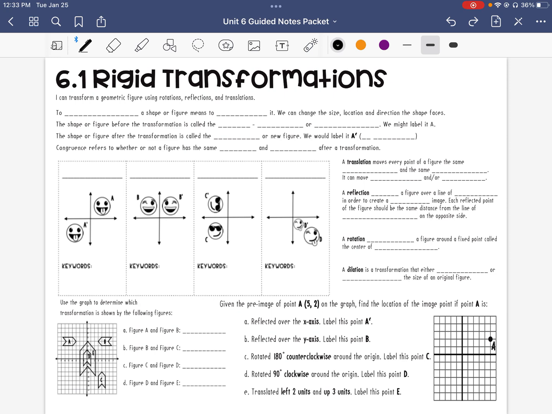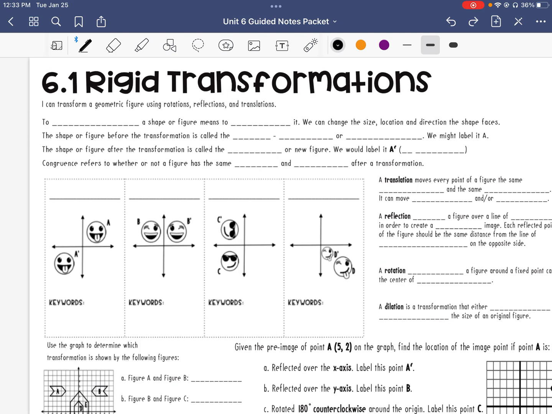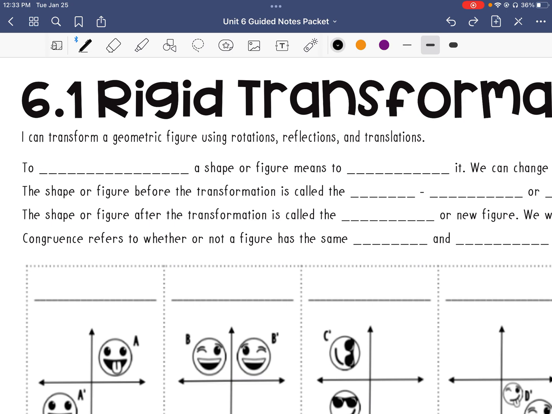Now, this page has a lot of information. This is essentially the review that I used with my 8th graders last year at the end of a unit. So this is basically an entire unit's worth of information, but it should be review. So let's go ahead and get started.